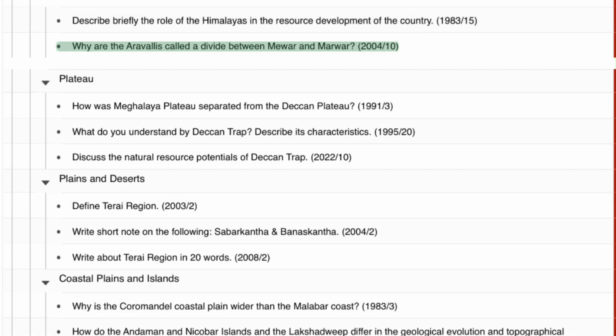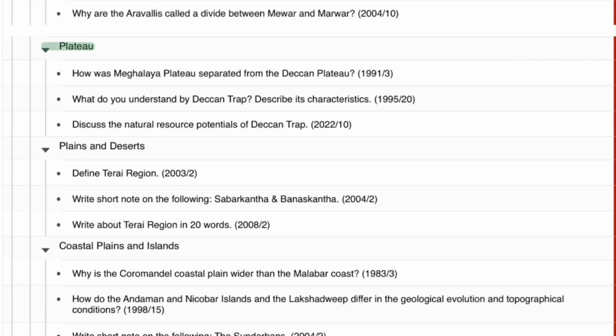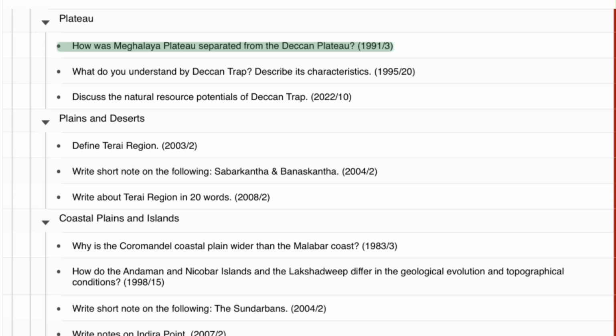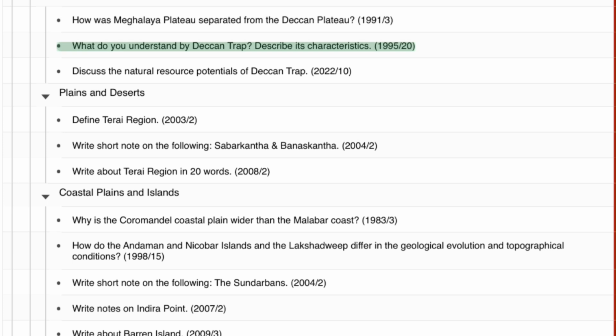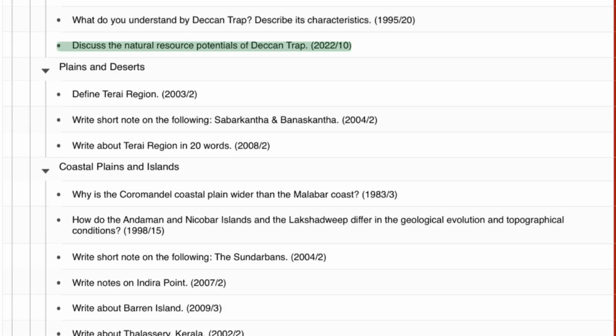1983, 15 marks. Why are the Aravallis called a divide between Mewar and Marwar? 2004, 10 marks. Plateau. How is Meghalaya Plateau separated from the Deccan Plateau? 1991, 3 marks. What do you understand by Deccan Trap? Describe its characteristics. 1995, 20 marks. Discuss the natural resource potentials of Deccan Trap.